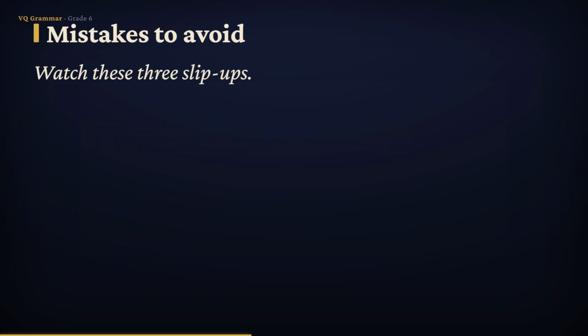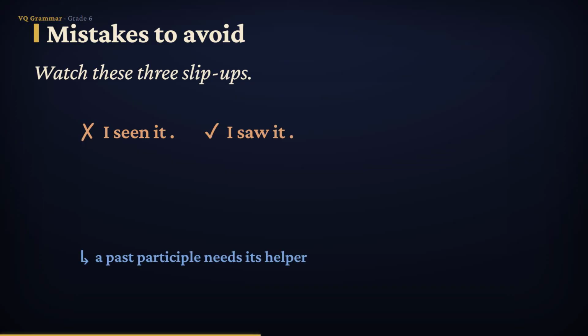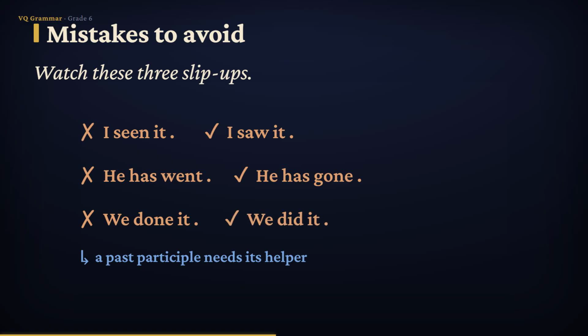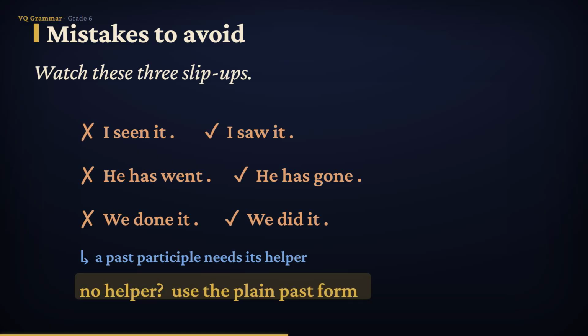Let's name the most common slip-ups so you can dodge them. First, I seen it. That's wrong, because seen is a past participle, and it needs a helper. Say, I saw it instead. Second, he has went. Here, the helper needs a participle, so it should be he has gone. Third, we done it. Same problem. Done is a participle without its helper, so say, we did it. The pattern behind all 3 is simple. If there's no helper, use the plain past form. If there is a helper, use the past participle.